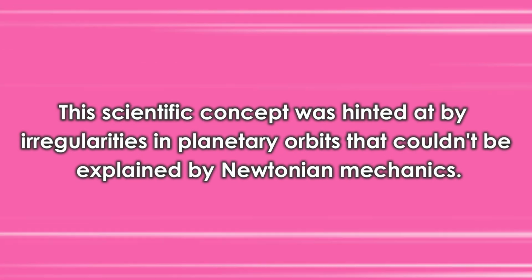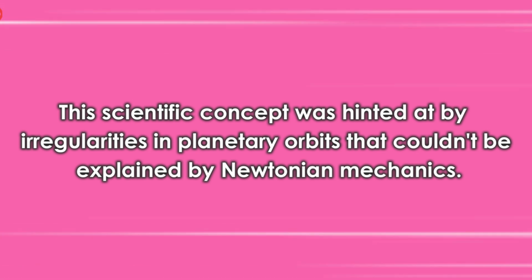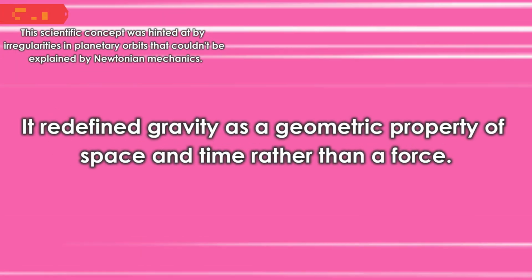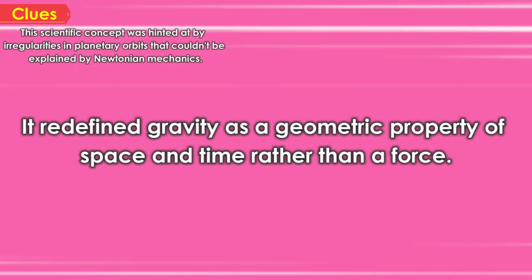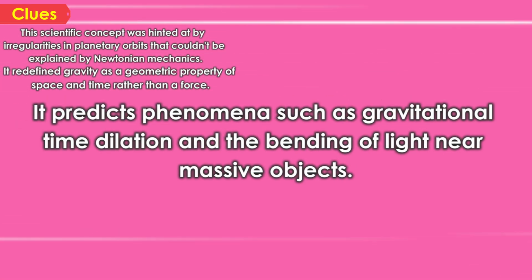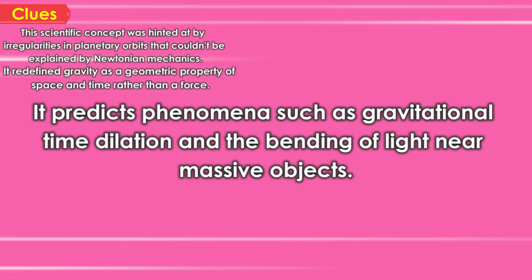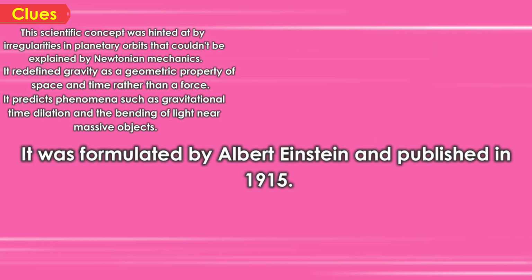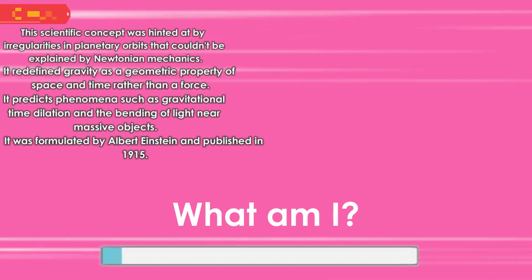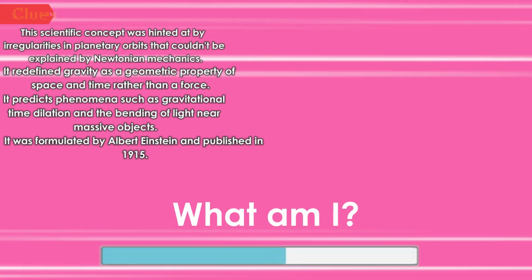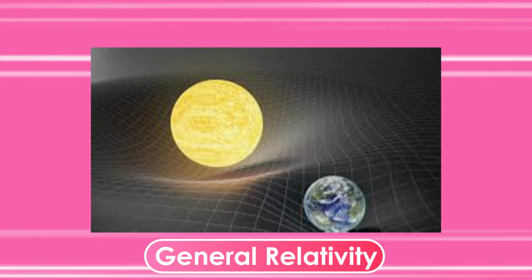This scientific concept was hinted at by irregularities in planetary orbits that couldn't be explained by Newtonian mechanics. It redefined gravity as a geometric property of space and time rather than a force. It predicts phenomena such as gravitational time dilation and the bending of light near massive objects. It was formulated by Albert Einstein and published in 1915. General relativity.